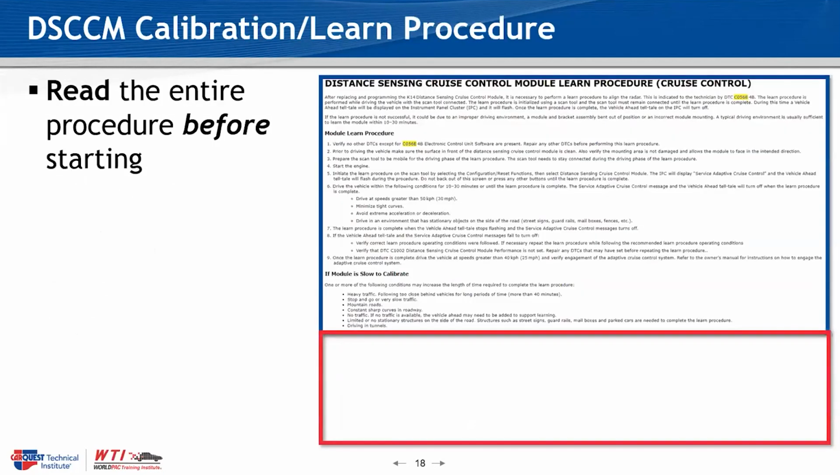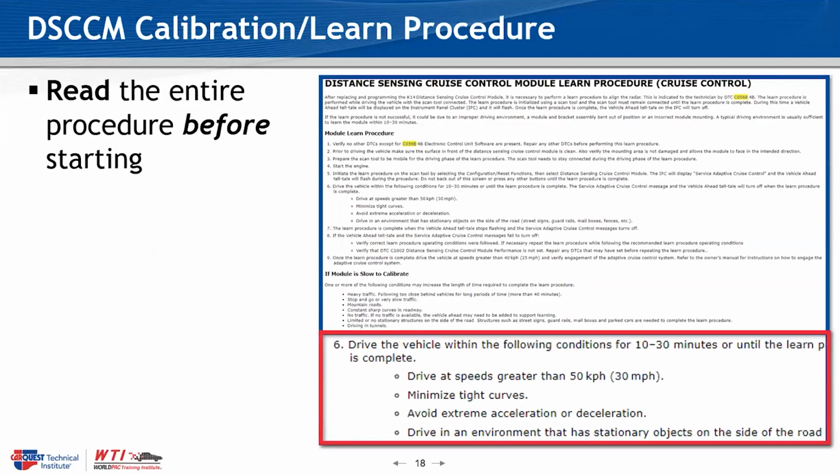Then we went through and said, all right, so now we've got to do this configuration and we need to read some service information like we talked about. We need to be familiar with what we need to do this actual calibration. And the most important things I noticed were in step 6, which, if you noticed, means there are 5 other steps before that. So things to take into mind, things to think about before you jump into this, is maybe reading all of them carefully. But what I took from this was the conditions under which we needed to drive. It may take somewhere between 10 and 30 minutes. You may need to drive at speeds greater than 30 miles per hour. You need to minimize tight curves, avoid extreme acceleration or deceleration, and drive in an environment that has stationary objects on the side of the road.